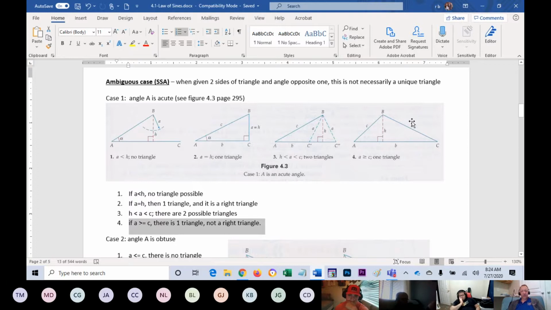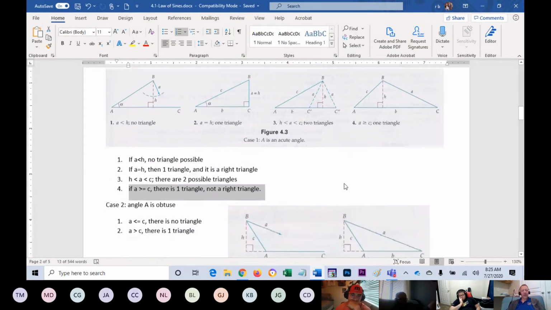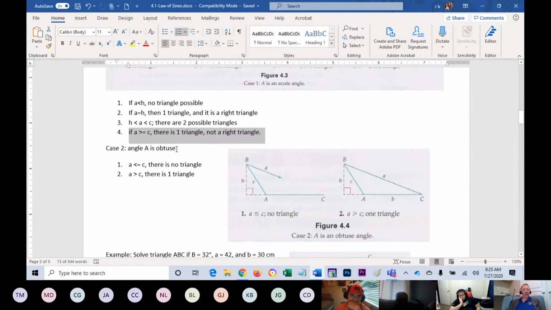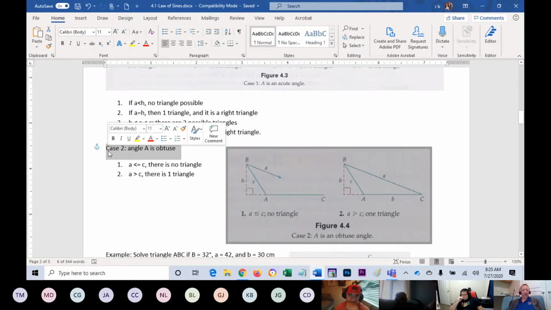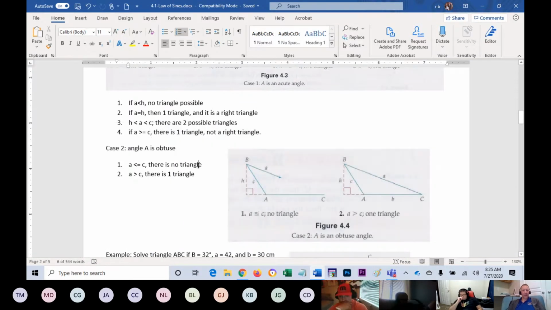Okay, so this is where your side A is much larger than side C. Now we also have a second case, and that's if angle A is obtuse. So if A is less than or equal to C, then you're going to have no triangle. It's just impossible. Now notice in this case, your height is outside the triangle because we've got an obtuse angle here.